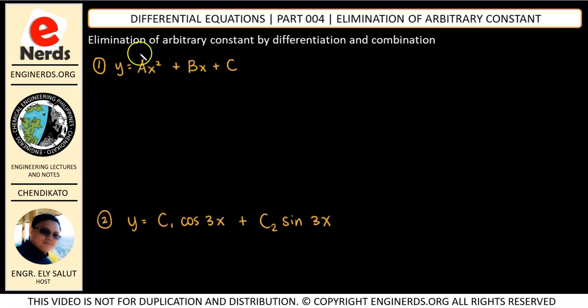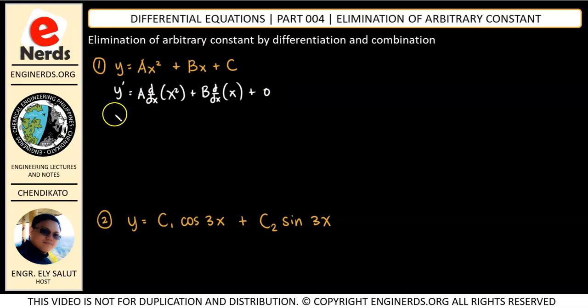So, we have three arbitrary constants here, A, B, C. So, yan ang kailangan nating alisin. So, first that we're going to do is to differentiate itong ating general solution. So, we're going to take the derivative of our equation here. So, we have y prime is equal to, so constant yung ating a, then the derivative d over dx of x squared, plus our constant b, then the derivative of our x, then plus the derivative of our constant, which is equal to 0.